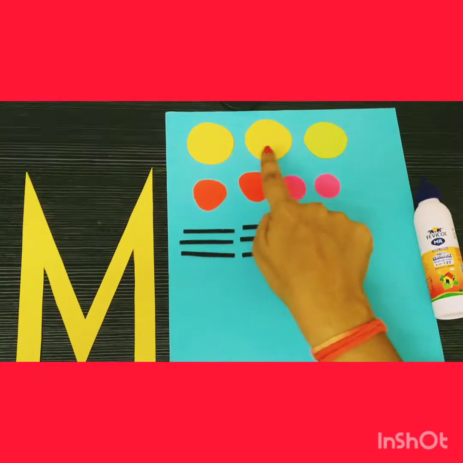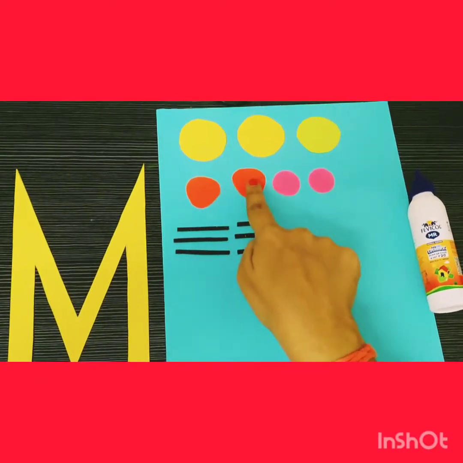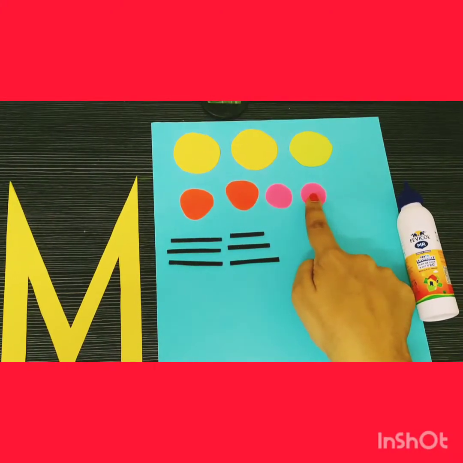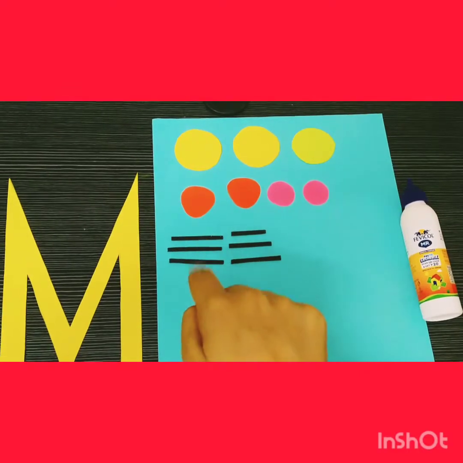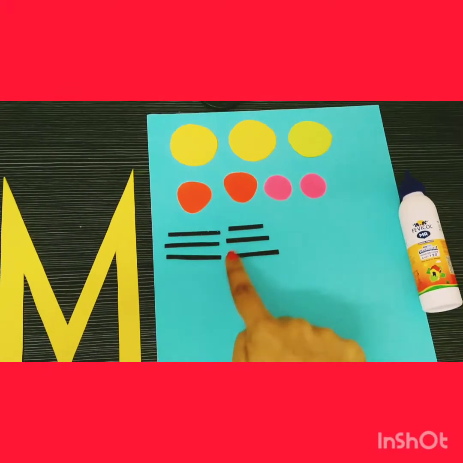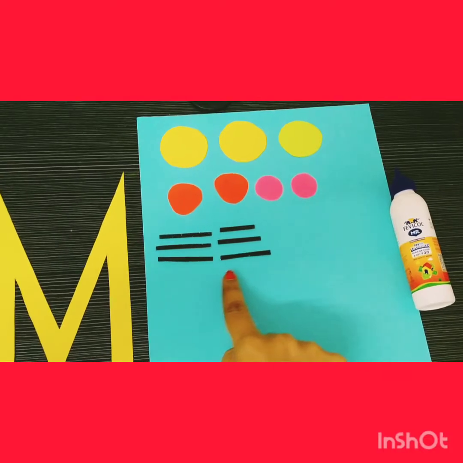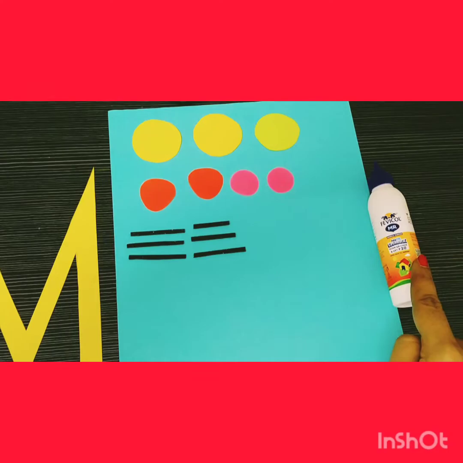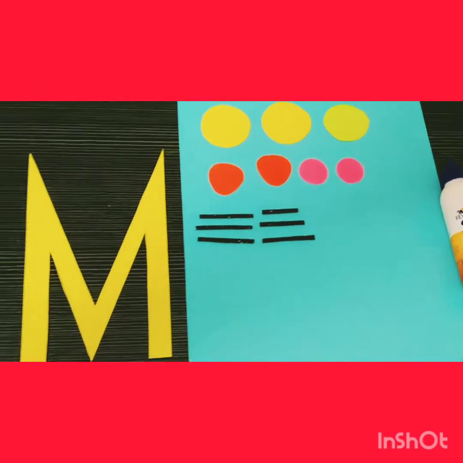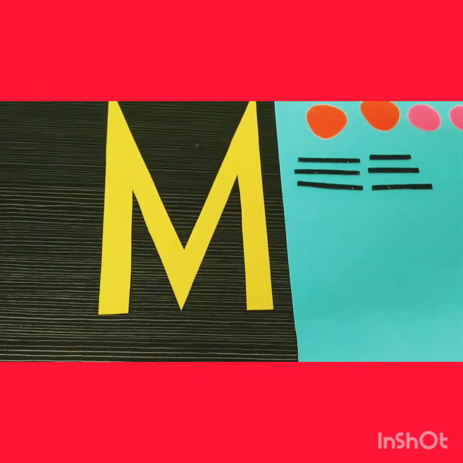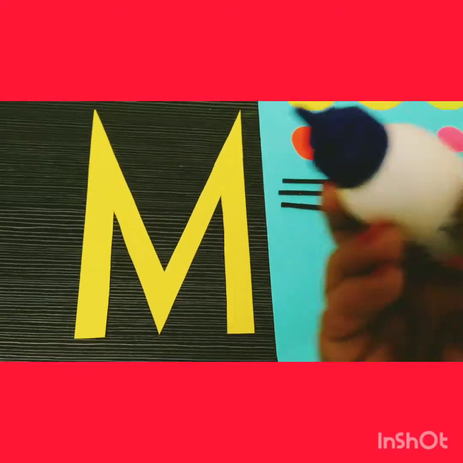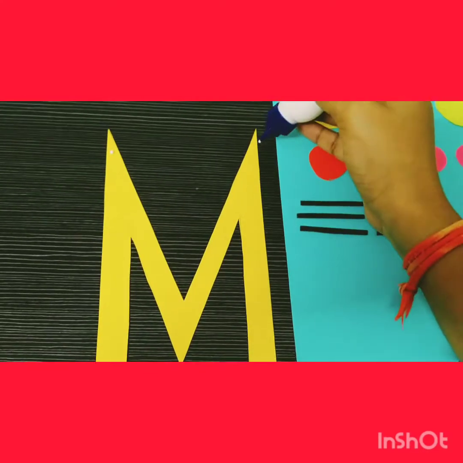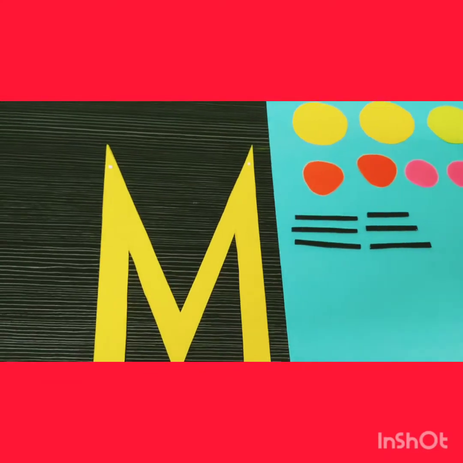Okay? Now I have 1, 2, 3, 4, 5, 6 and 7 circle shapes cutting. These are different in sizes. Now I have 6 paper cutting standing lines. And here I am using Fevicol. So let's start kids. What I am doing? Very first I am taking Fevicol. And I am taking here one drop.